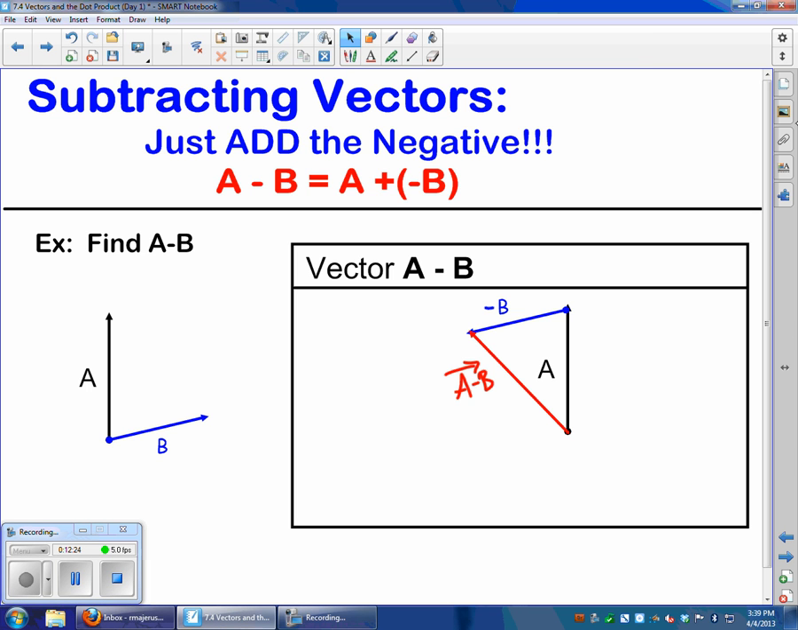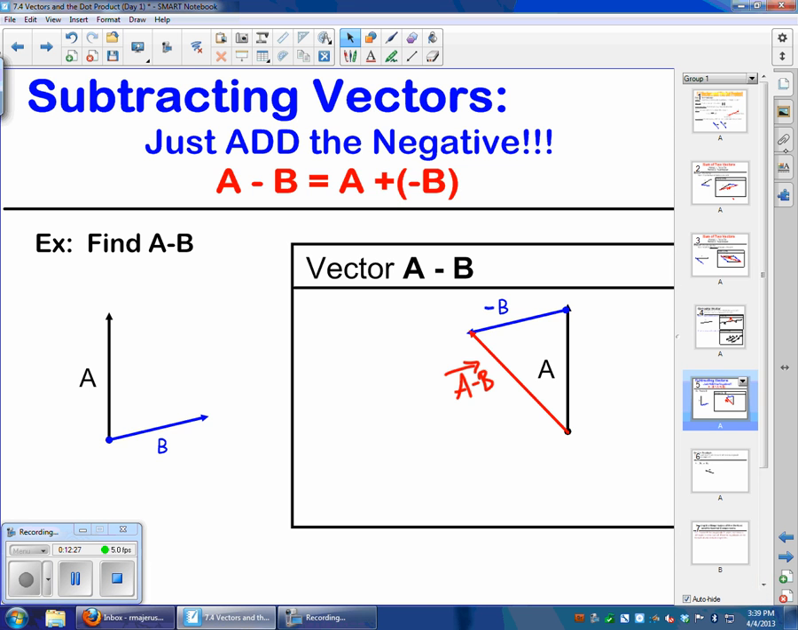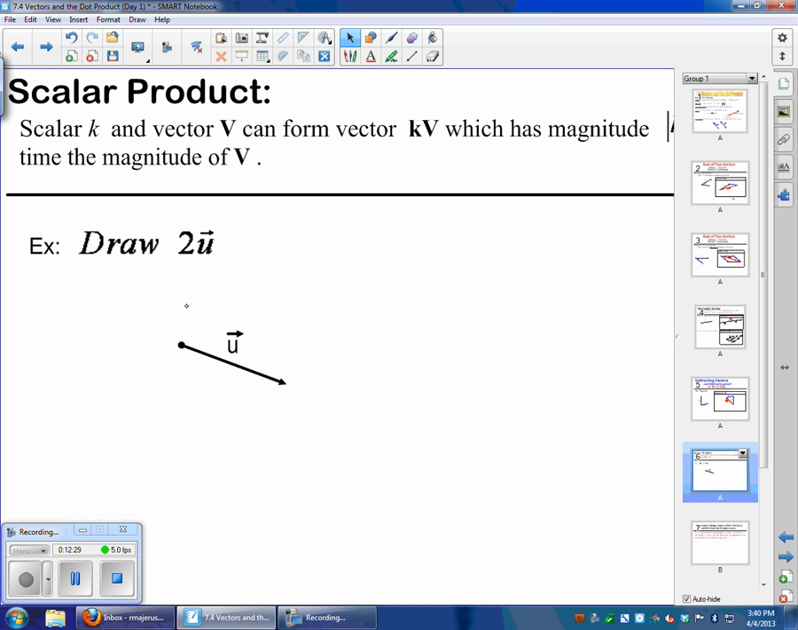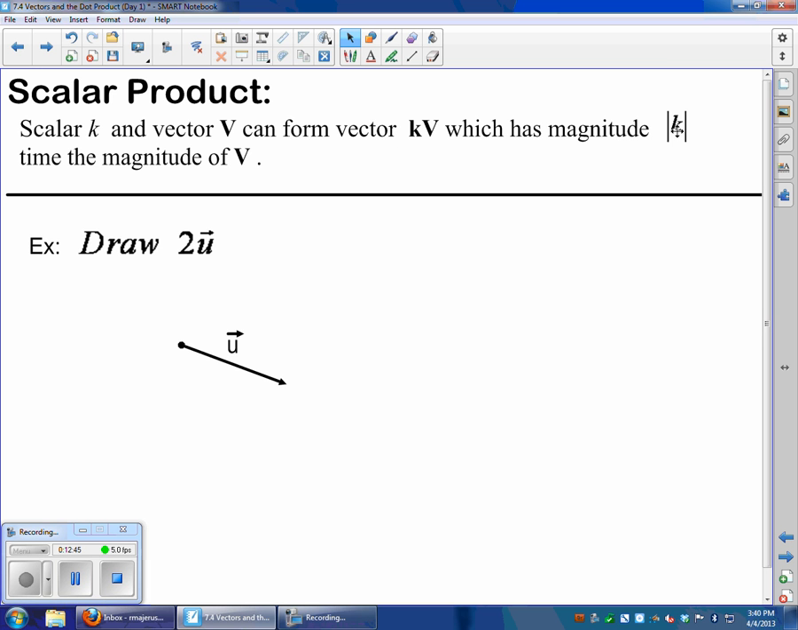Oh, sorry, one more slide. Here we go. We also have something called scalar products. What they do is scale the vector, basically its magnitude, and it can also affect the direction by a certain factor. So scalar k and vector v can form this vector kv, which has magnitude k times the magnitude of v. Here's a quick example. Draw 2u. That's basically taking vector u and doubling its magnitude.